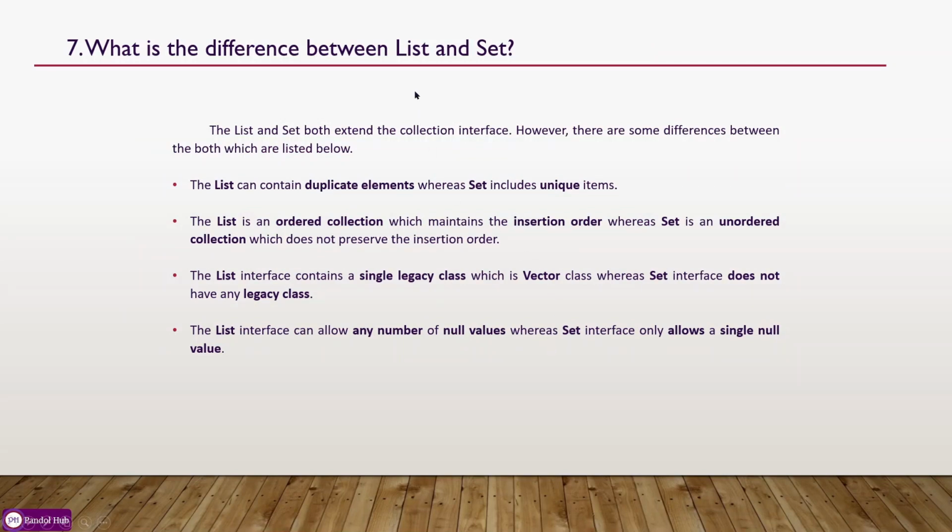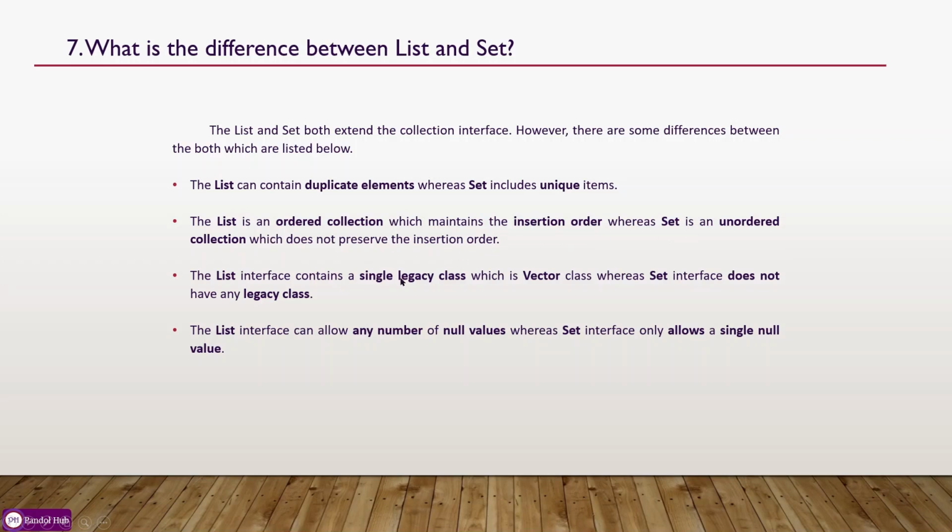So what is the difference between list and set? The list and set both extend the collection interface. However, there are some differences between them which are listed below. The list can contain duplicate elements whereas the set doesn't include duplicate elements, that is, it includes only unique elements. The list is an ordered collection which maintains the insertion order, whereas set is an unordered collection which does not preserve the insertion order.